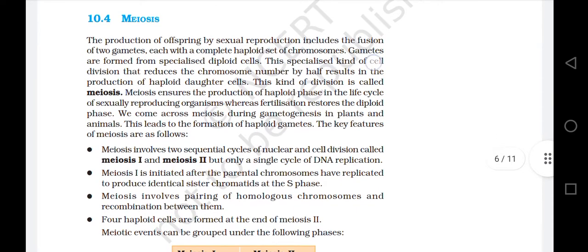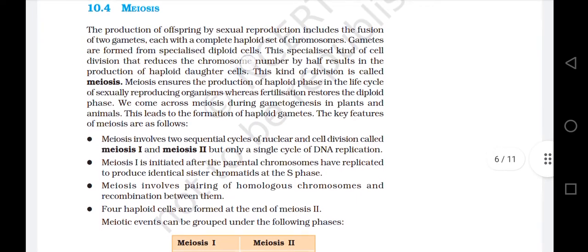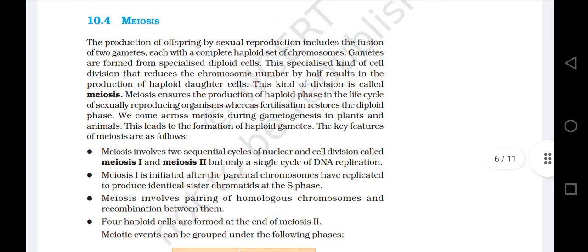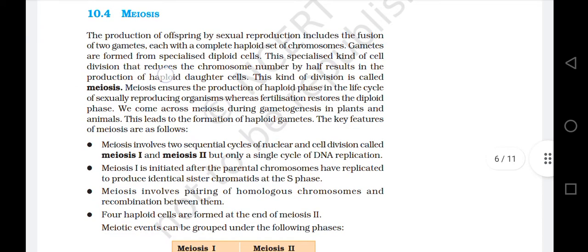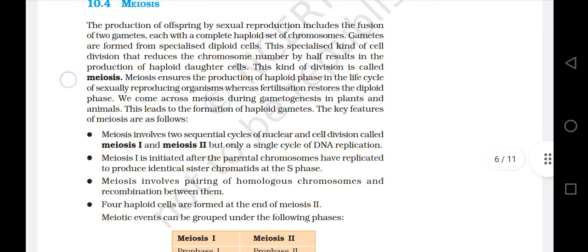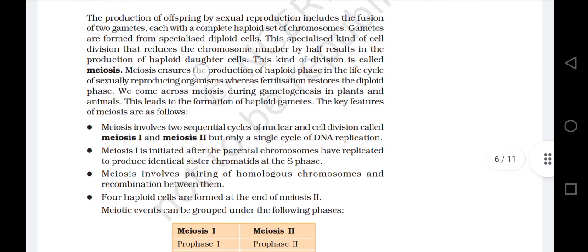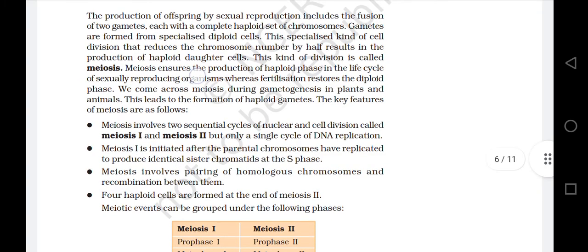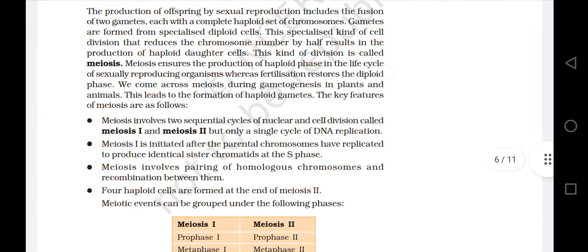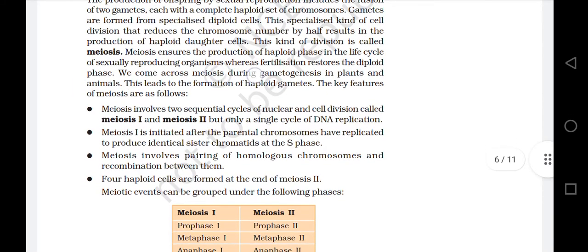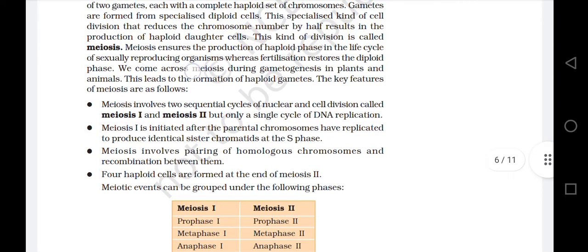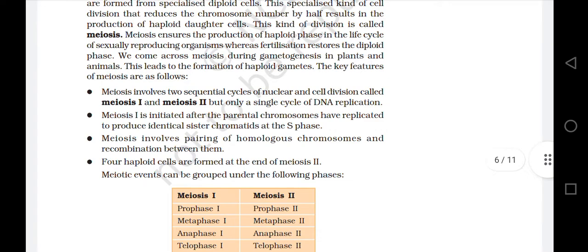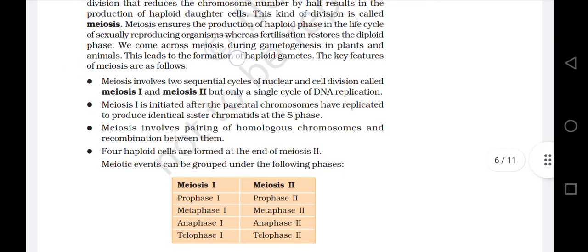This specialized kind of cell division that reduces the chromosome number by half results in the production of haploid daughter cells. This kind of division is called meiosis. Meiosis ensures the production of haploid phase in the life cycle of sexually reproducing organisms, whereas fertilization restores the diploid phase. We come across meiosis during gametogenesis in plants and animals. This leads to the formation of haploid gametes.